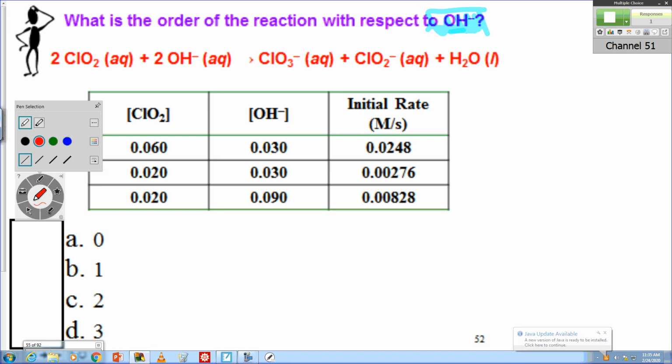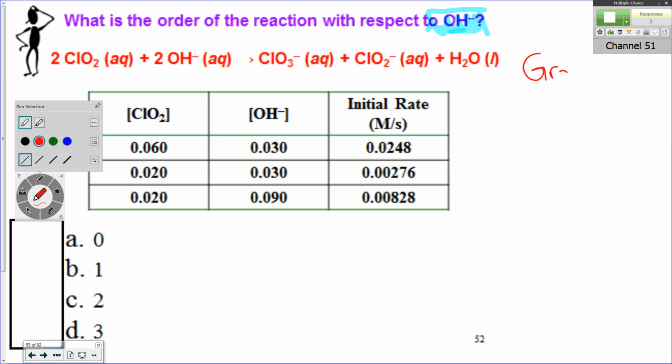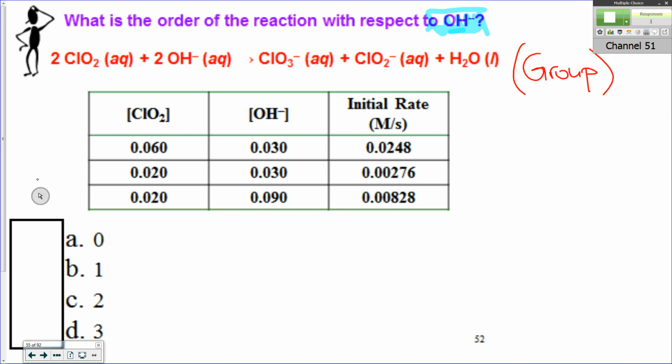Again, this is a group problem. You can talk to each other. First thing you've got to figure out is which pair of reactions to use.